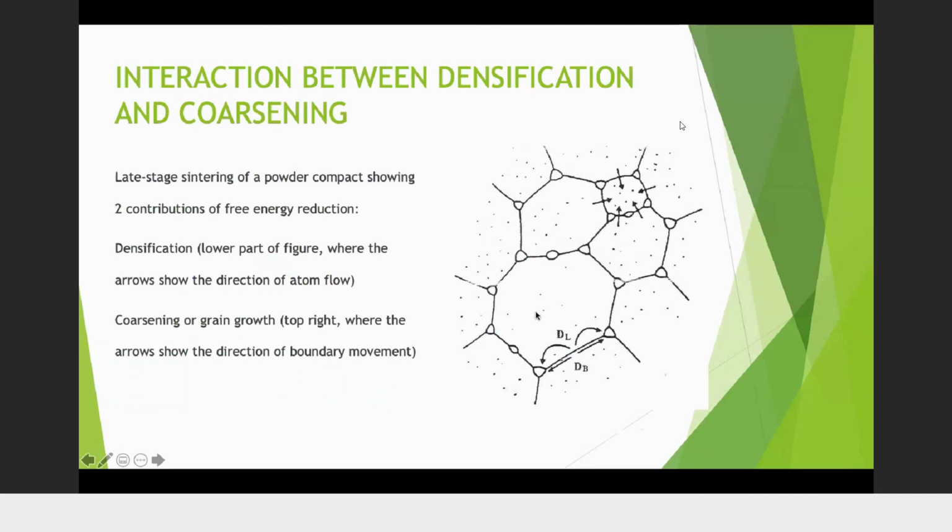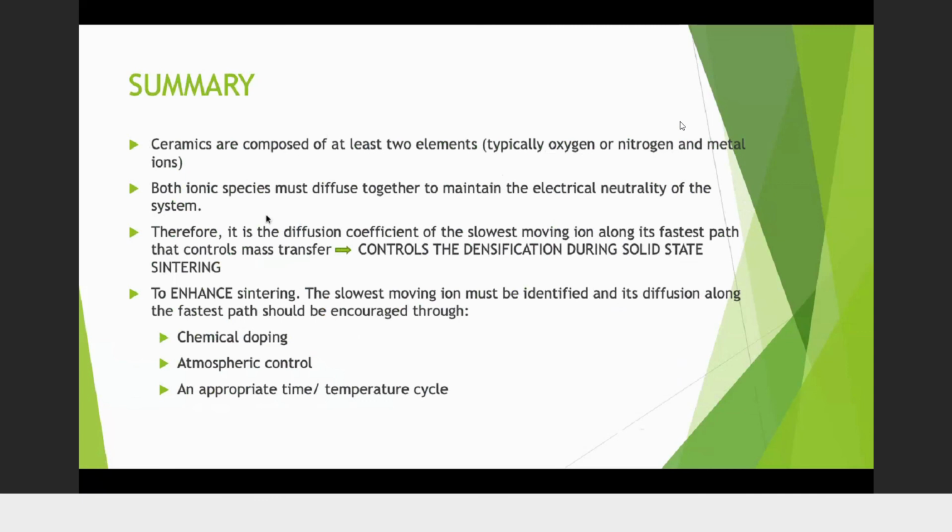So as a summary, ceramics are composed of at least two elements, oxygen or nitrogen and a metal. And both these ionic species must diffuse together to maintain the electrical neutrality of the system. Therefore, it is the diffusion coefficient of the slowest moving ion along its fastest path that controls the mass transfer. Therefore, it controls the densification during solid state sintering. To enhance sintering, the slowest moving ion must be identified, and its diffusion along the fastest path should be encouraged through chemical doping, atmospheric control, and an appropriate time-temperature cycle.